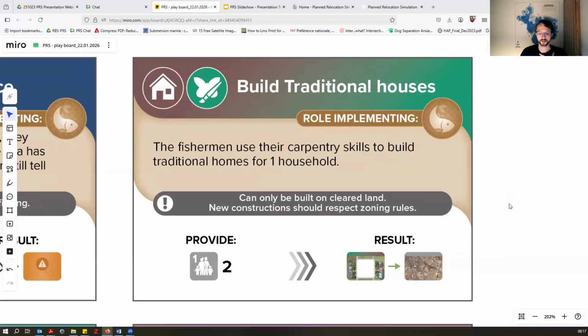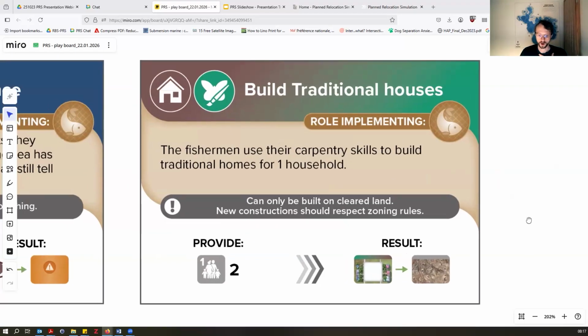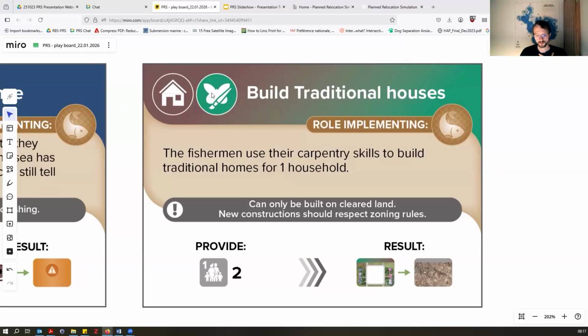And then some of them have additional possibilities. For example, they can build new housing. So just to explain how the cards work, they get the title of the action up here, and there are a couple of symbols that represent what this is about. So this is about housing, but because they're traditional houses, it's also about cultural heritage. So anyone who values having a culturally significant role, if they're told, oh, you want to preserve the community's practices and so on, this might be relevant to them.